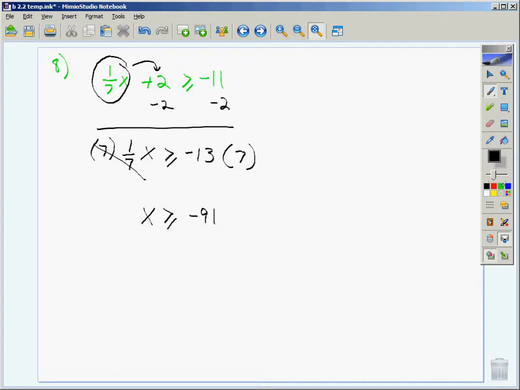Please understand that I multiplied both sides by a positive. Did I have to flip the inequality because this was negative? No, only if I multiply or divide both sides by a negative. Okay? Others. Once, twice.